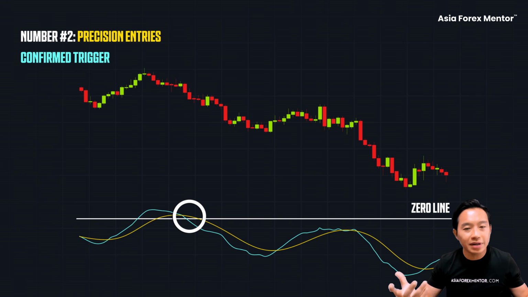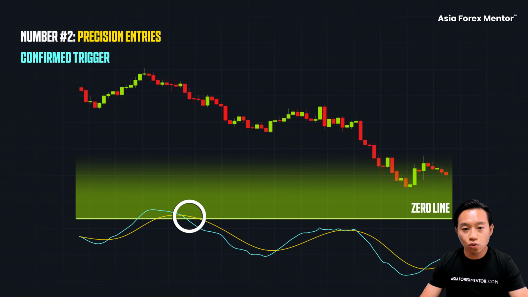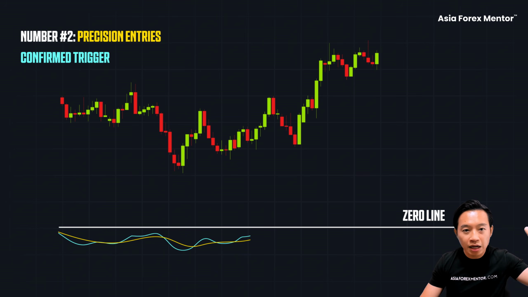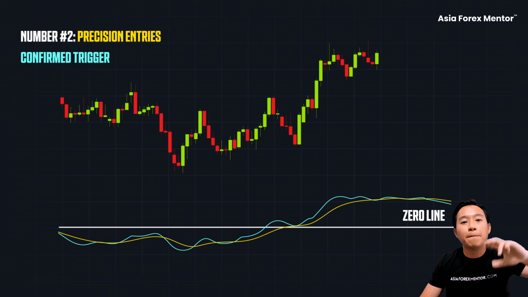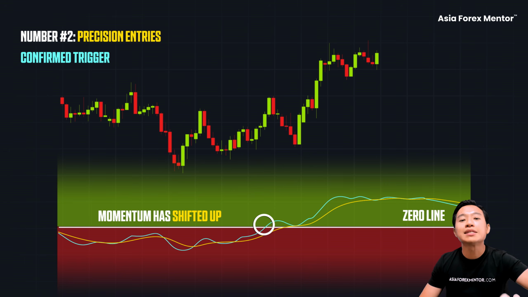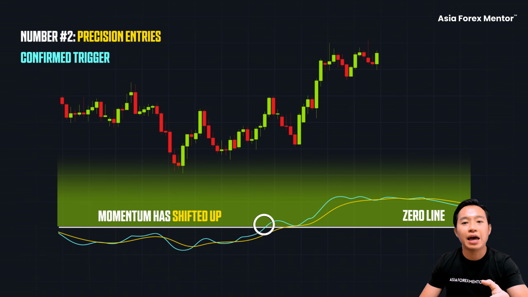The market doesn't really hide things. Everybody can see it, right? That the momentum has now shifted from the buyers to the sellers. When the 12 EMA, on the other hand, crosses above, okay, the MACD moves over the zero line. This signals that the momentum has now shifted up as well.